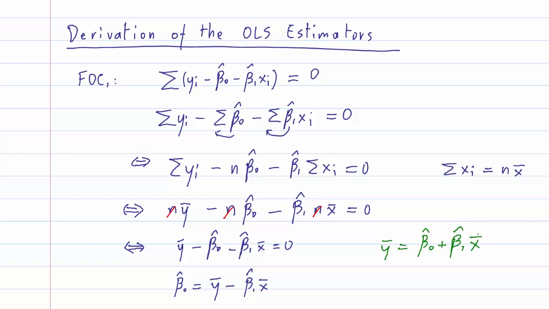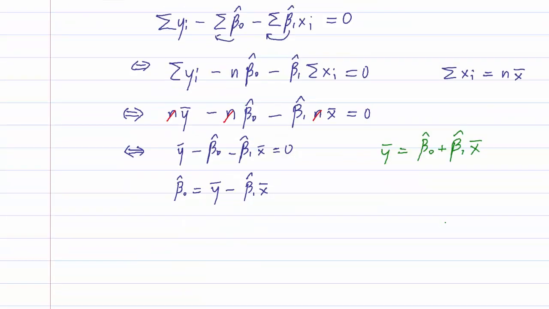What does this mean? It means that when we have our data like this and our line, the OLS line goes through the point x bar, y bar. So if we take the average y and the average x, our line that minimizes the least squares will go through the means.